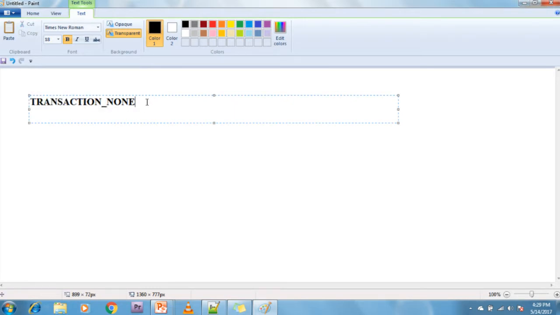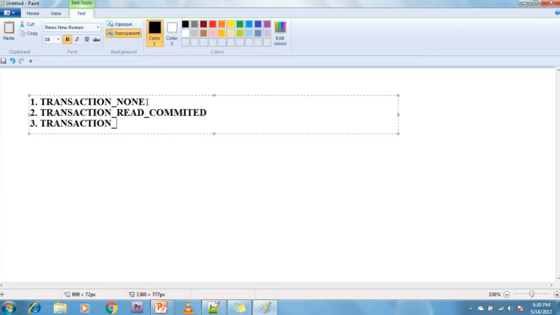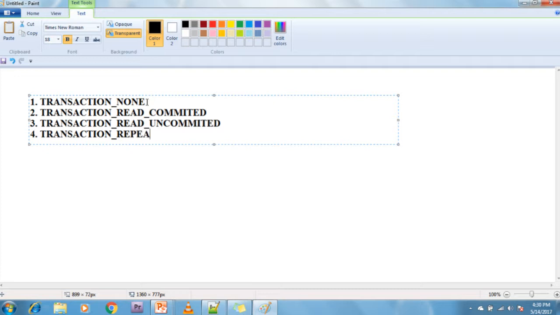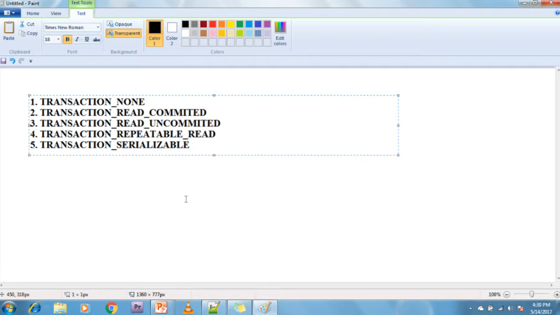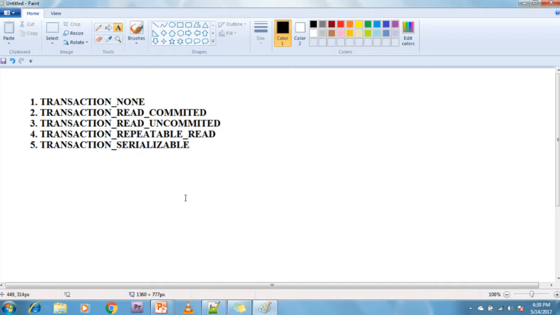The first one is TRANSACTION_NONE. The second one is TRANSACTION_READ_COMMITTED. The third one is TRANSACTION_READ_UNCOMMITTED. And the fourth one is TRANSACTION_REPEATABLE_READ. The fifth one is TRANSACTION_SERIALIZABLE. These are the five standard isolation levels defined by JDBC.